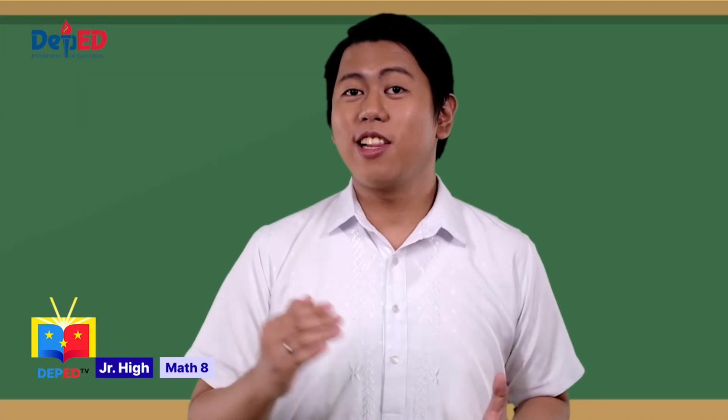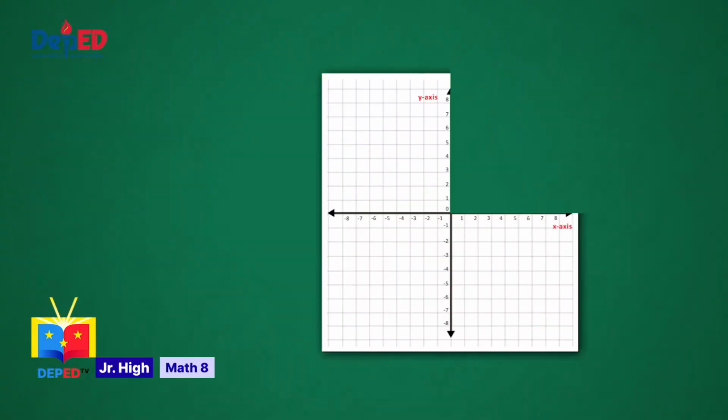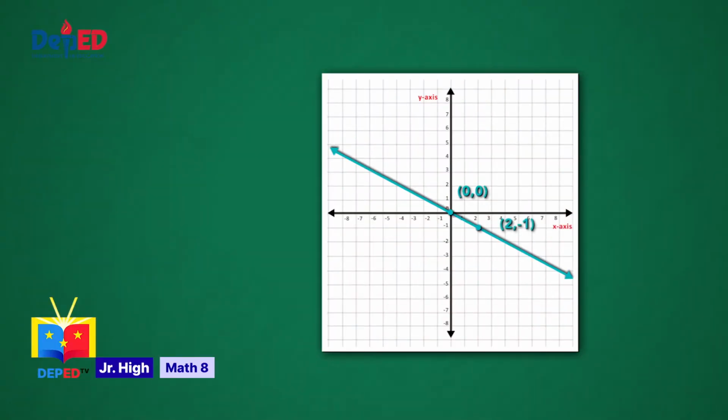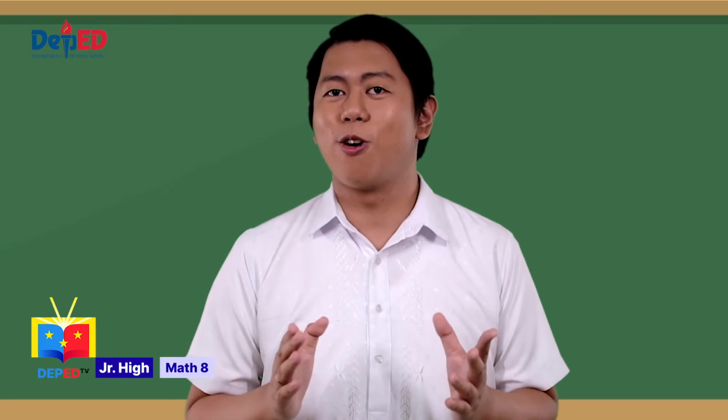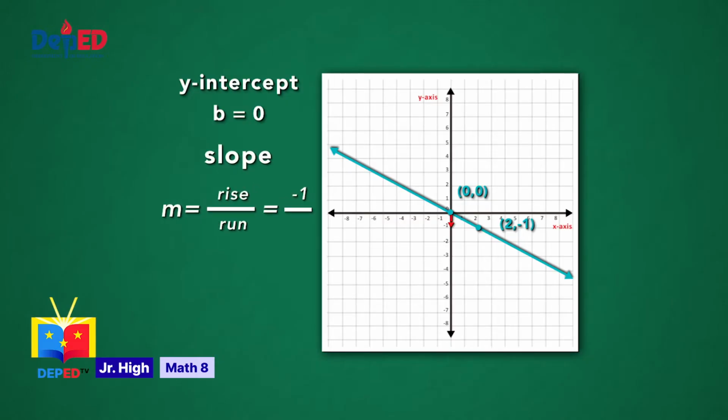Now, what if the line passes the origin? Look at the graph. What is the y-intercept? Since it passes the origin, the y-intercept is 0. All we need is the slope. Can you determine the slope of this line? The line rises to the left and falls to the right. Hence, the slope is negative. It also shows that between 2 points whose coordinates are integers, the vertical change is 1 and the horizontal change is 2.